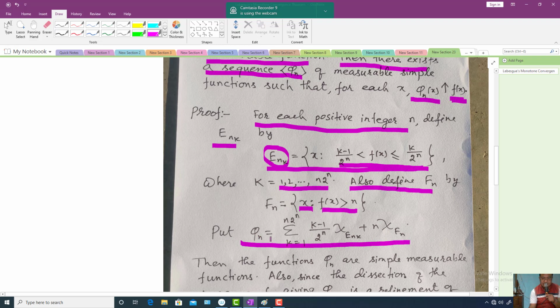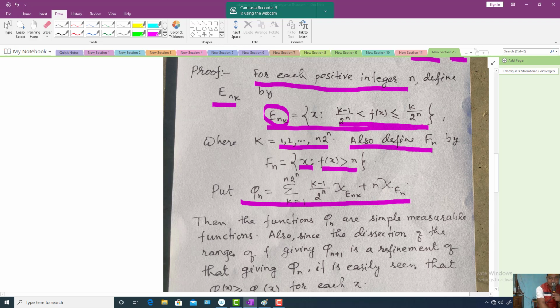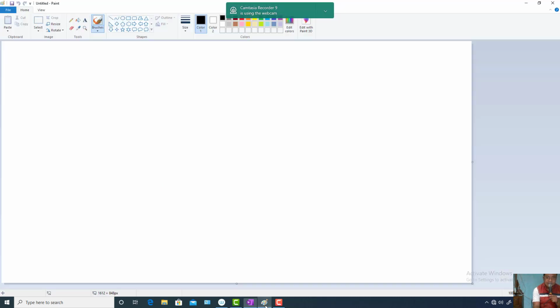Phi n is equal to this, then phi n is a simple measurable function. Okay, by definition it is a linear combination of characteristic functions, so therefore phi n is a simple measurable function. So let us see how we define phi n. Let us draw a simple diagram. Let us try it for n equal to 1, and we'll take a simple function. F of x is equal to x, that is y is equal to f of x is equal to x, the straight line function. Let us see.